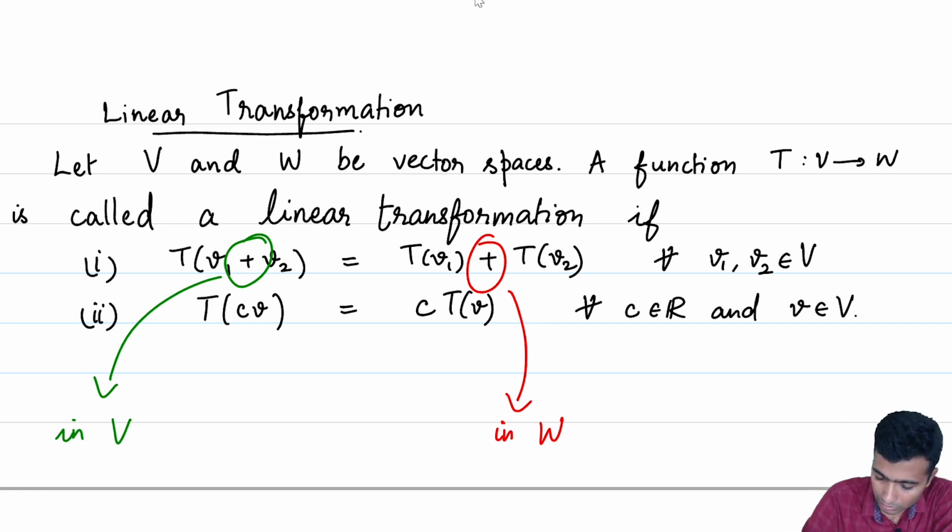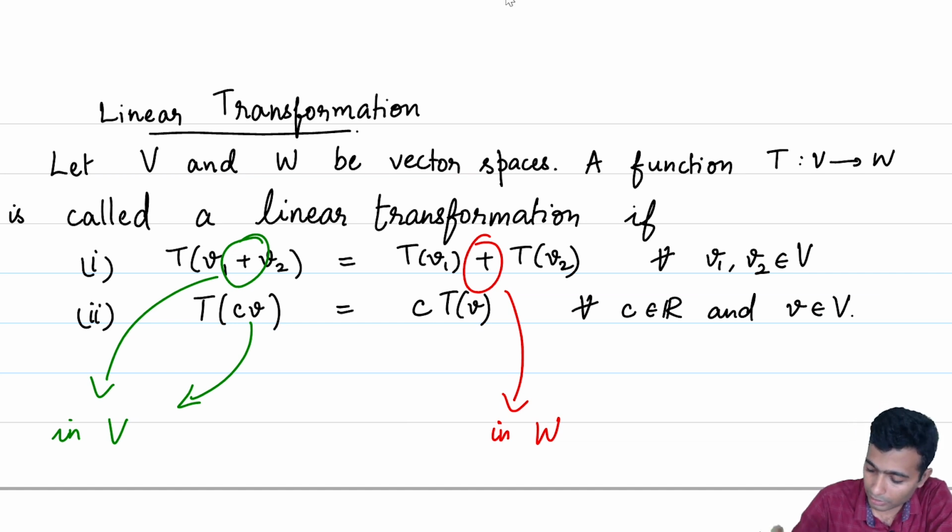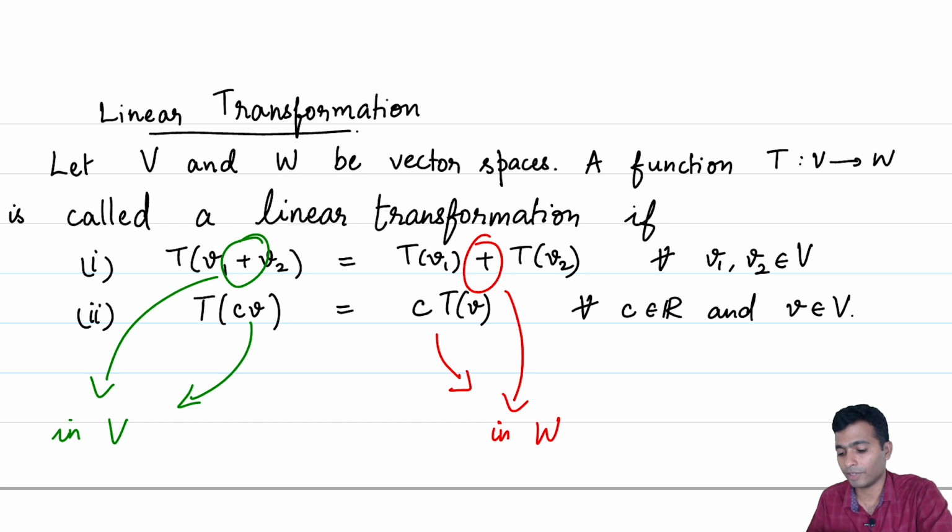Similarly, this scalar multiplication, C times V, is happening in V. At the same time, this scalar multiplication is happening in W, because T of V is a vector in W and C times T of V is happening in the vector space W. So that is what it says. It's in some sense preserving the structure of the vector space. The structure in V and the structure of W are in some sense compatible through T.